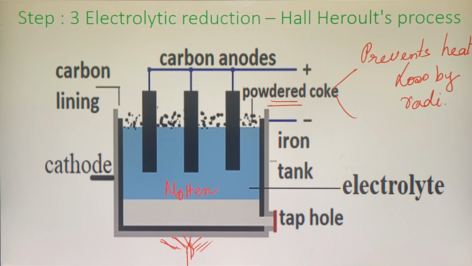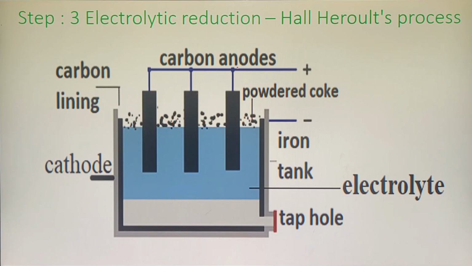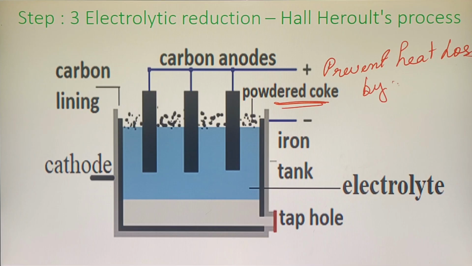We know if we keep heating this substance, we are heating it from below, all the heat would have dissipated out, would have gone out into the atmosphere. It would have been lost to the atmosphere. So what will this powdered coke do, children? It will not allow the heat to move out of the electrolytic cell, or in other words, it will prevent heat loss by radiation. So this is the first and the most important function of the powdered coke.